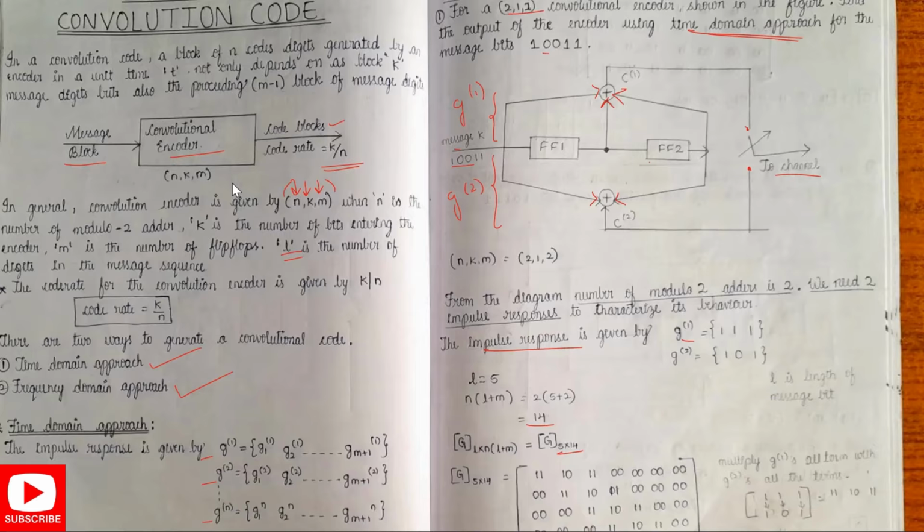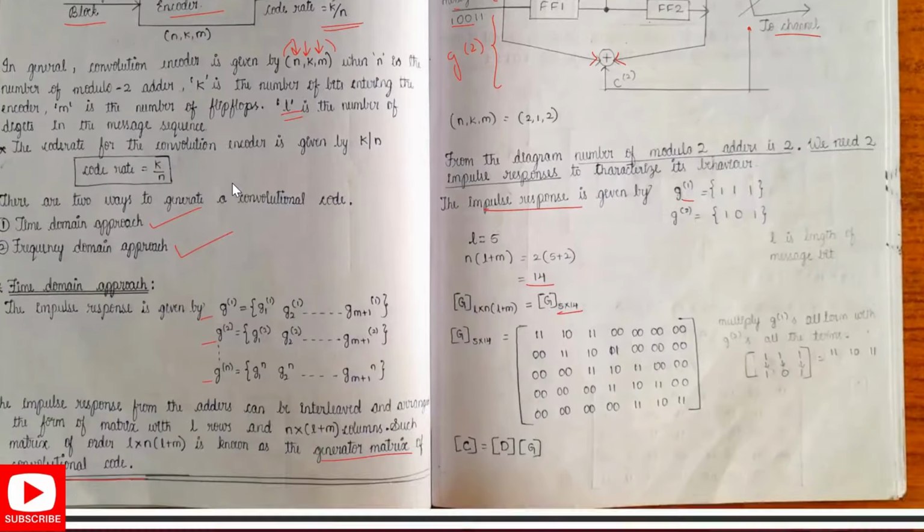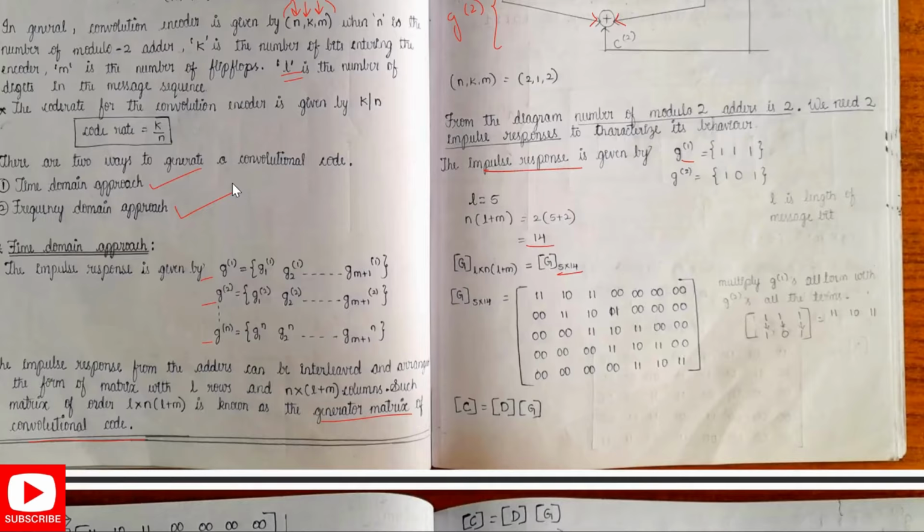So on calculating that, we get 5 cross 14 as the size of the generator matrix. So how do you write that? You can observe that here in G1 and G2, you are first taking 1 and taking the 1 of this G2 and writing it as 1, 1. Next, consider this 1 and this 0 and write it as 1 0. And next, consider this 1 and this 1 and write it as 1 1.